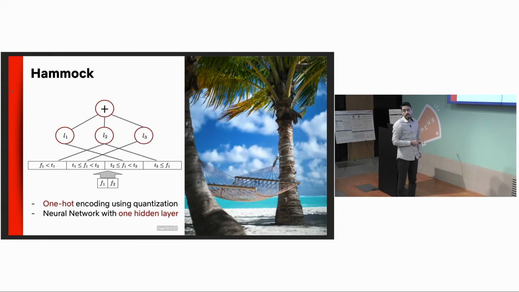And that's what we call Hammock, which is a simple neural network with one layer, which is a hidden layer, and a simple transformation, which is basically quantization and one-hot encoding. And the reason that we call it Hammock is because Hammock is a combination of trees and net, and it's going to provide you with a more joyful and relaxing experience.